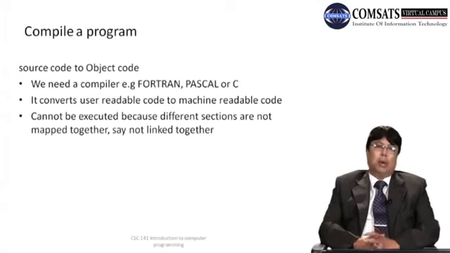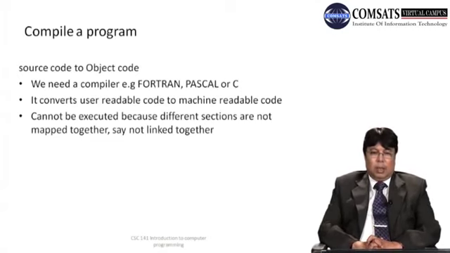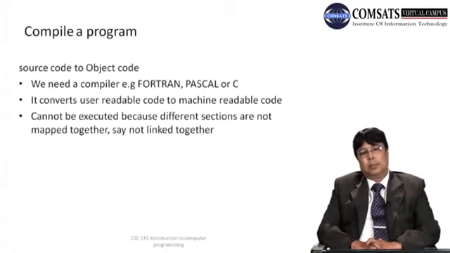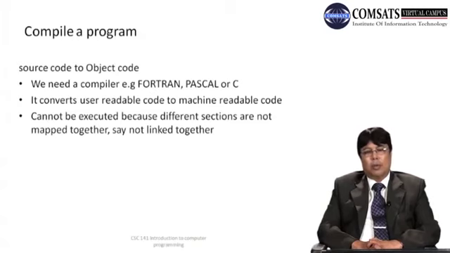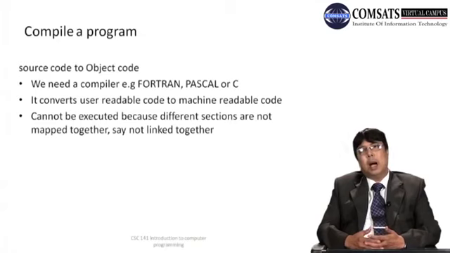Next, compiling a program. For every language, you are required to have a compiler. You may remember we talked about syntax and semantics. It is the responsibility of the compiler to check the syntax of the language. So if you are using the Fortran language, you must have a Fortran compiler. If you are using the C language, then you should have a C compiler. What it does is convert your source code into object code. Object code is basically machine code.